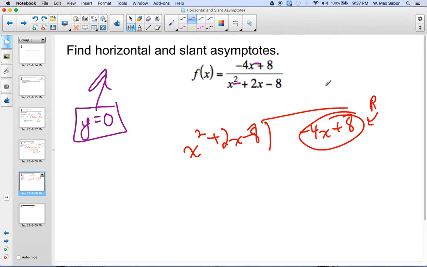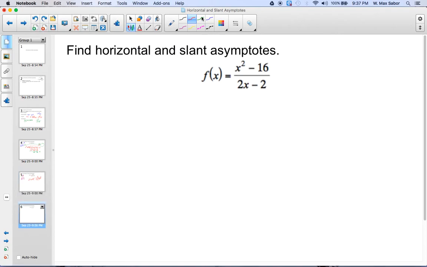Therefore, what did you have as your quotient? 0 was all the quotient was, so that's why it's a horizontal asymptote of y equals 0. Now this problem actually has a slant asymptote because the higher degree is in the numerator. So let's actually do out the division. We can't just shortcut it.